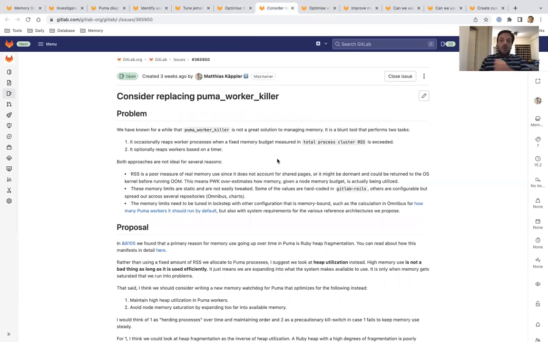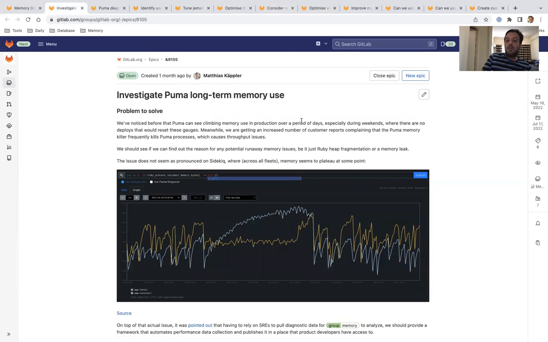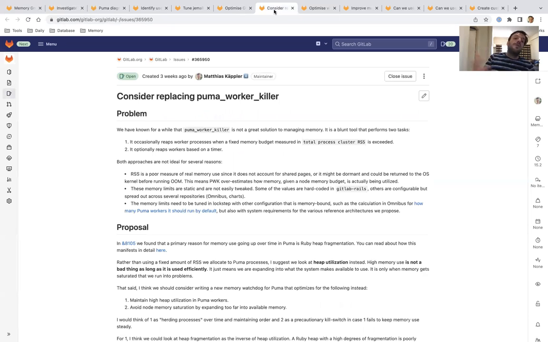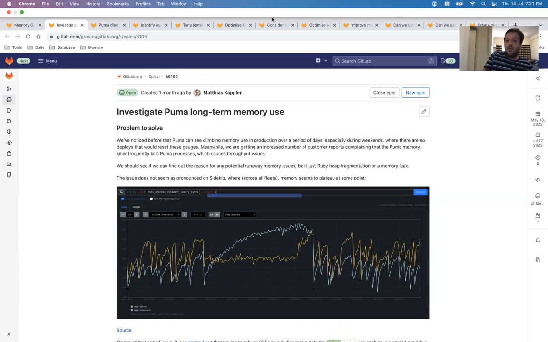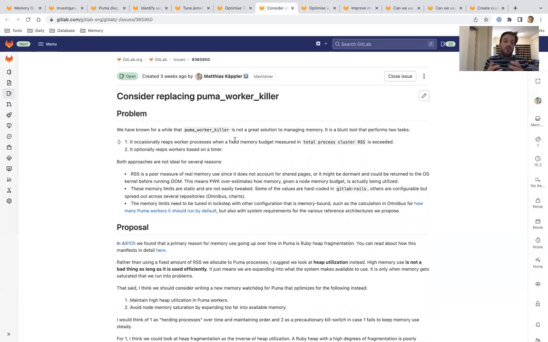Next one, which is also an effort that has spun off from the investigation of the Puma long-term memory usage, is considering replacing the Puma worker killer. Initially, we figured out that Puma worker killer did not work correctly. That's why the memory was increasing. The main task of Puma worker killer is a process that monitors the memory that other processes are using, and when it passes a certain threshold, it kills them, and also occasionally kills workers based on a timer so that they are refreshed.